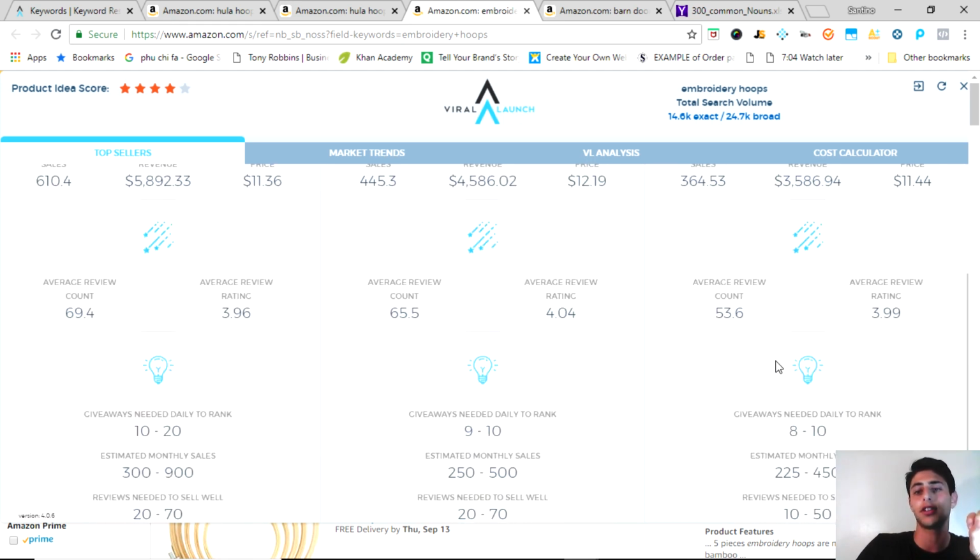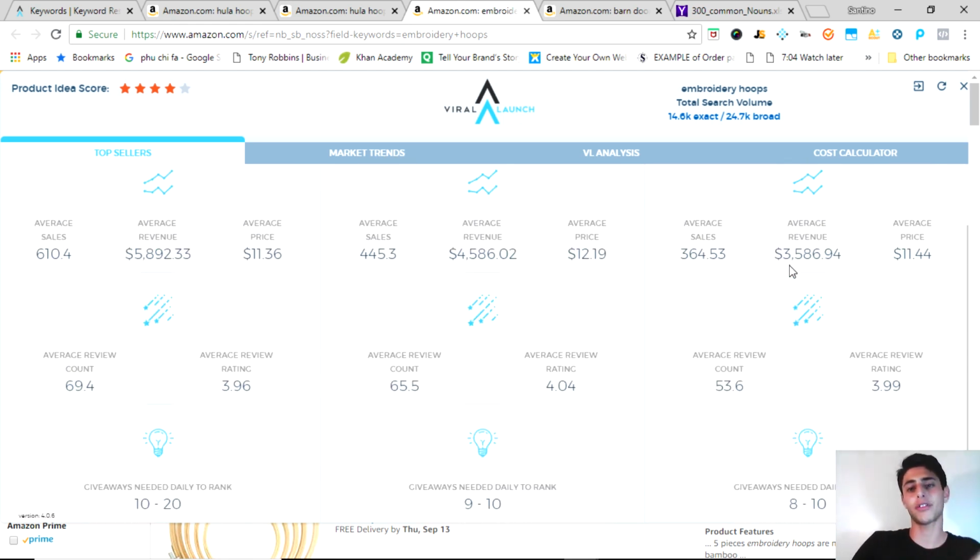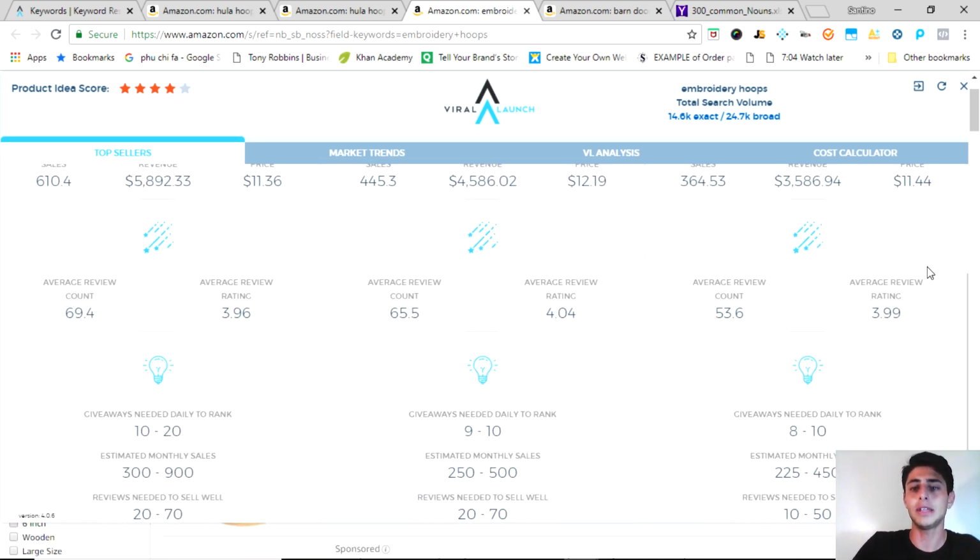So a few things here. This is a good example because the average revenue does not meet our criteria, but this is criteria that I set for myself. It doesn't mean that everybody should set their criteria for $5,000 because maybe the margins are still high and you could be making $2,500 profit every single month off this product. So that's something to note, is even though the revenue is low, doesn't mean you should count it out.